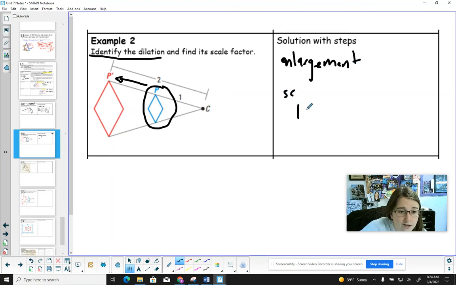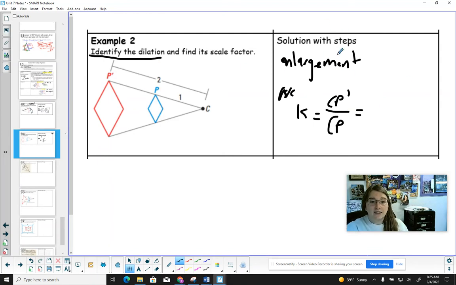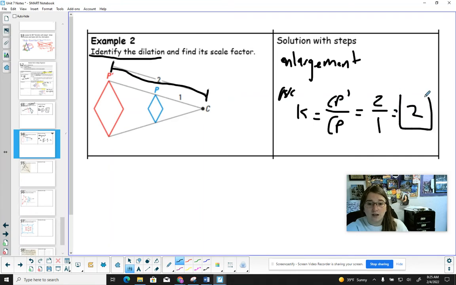So when I find the scale factor k, I need, again, my prime over my not prime. So CP prime over CP. Look very carefully. It's an enlargement, so my answer should end up being bigger than 1. What is my prime over my not prime? Well, CP prime is this length here, right? C to P prime is 2, and CP is 1. So this is just a scale factor of 2. And again, what this means is my new size is twice what I started with.